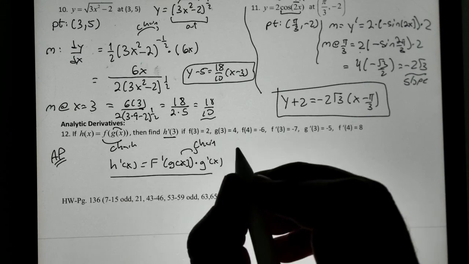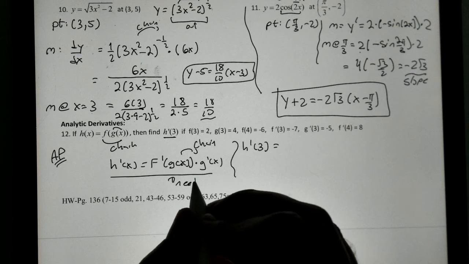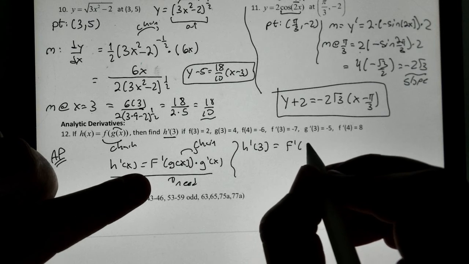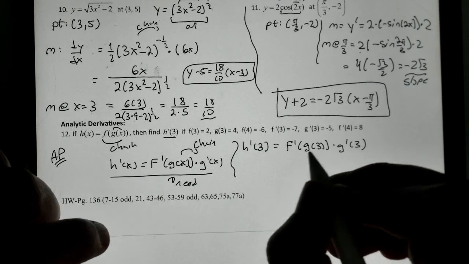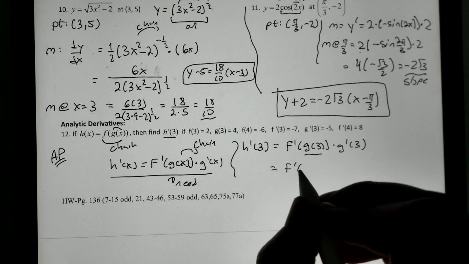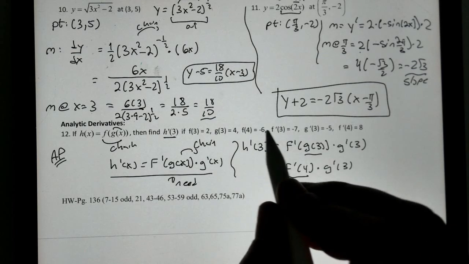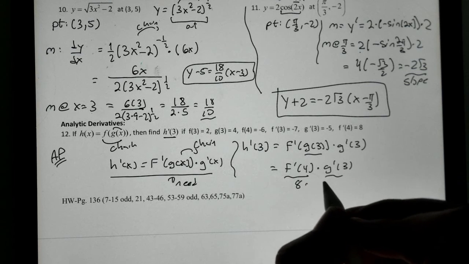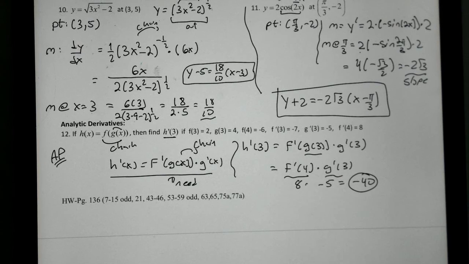Now we're not done because we want to find h prime of 3. Remember, you need this. You have to show this for the AP exam. To get h prime of 3, ready? Now we're going to plug it in. f prime g of 3 times g prime of 3. So let's simplify this. I can do a composite. What is g of 3? They tell me it's 4. So we want f prime of 4 times g prime of 3. Well, what is f prime of 4? If I look it up, they tell me that's 8. g prime of 3, there it is, negative 5. Which becomes, of course, negative 40. And there's our answer. Piece of cake.